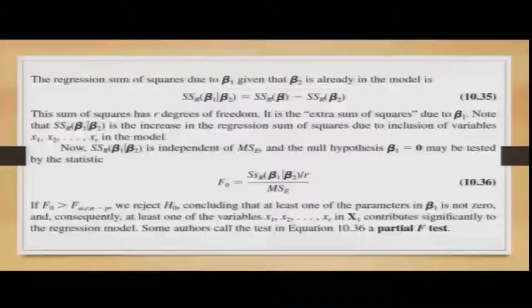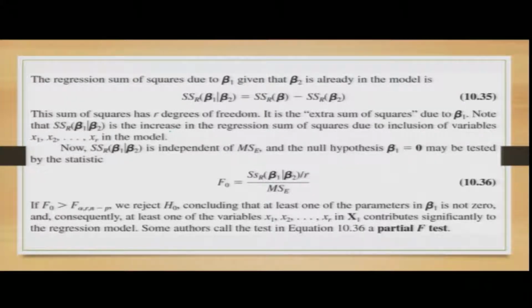Note that the sum of squares of beta 1 given beta 2 is the increase in the regression sum of squares due to the inclusion of the variables x 1, x 2, x 3 till x r. So, in one case I am considering them to be added to the model, and then what is the increase in the sum of squares; in another case I am excluding them.